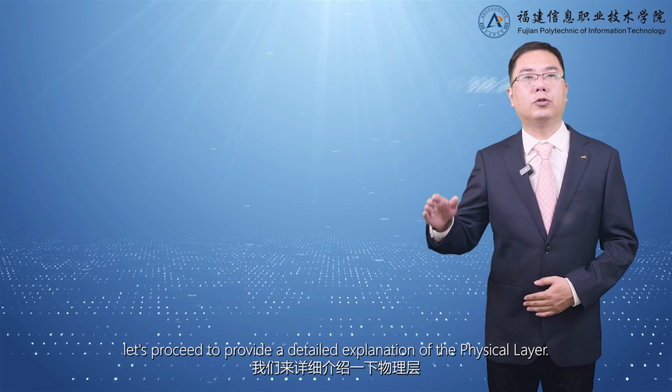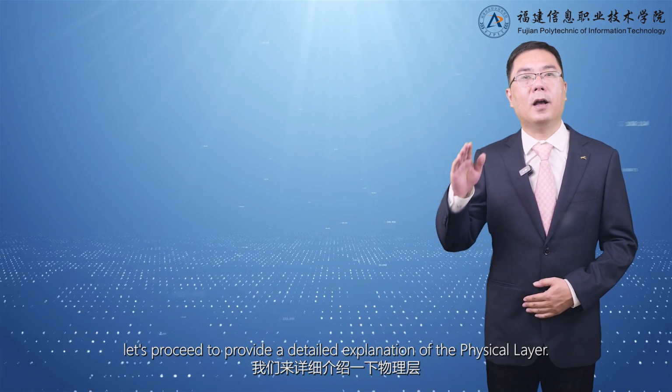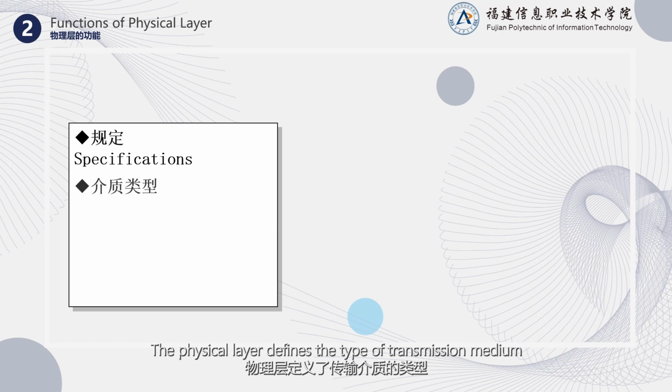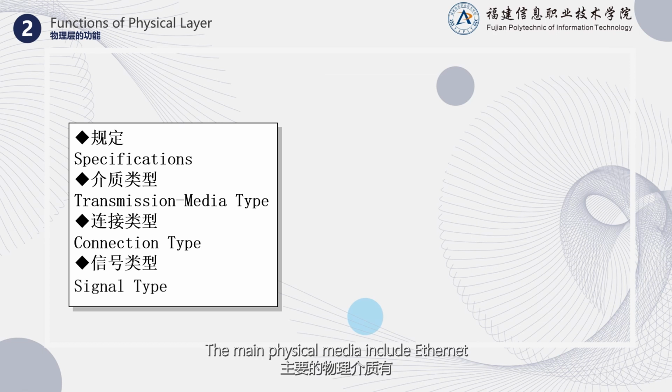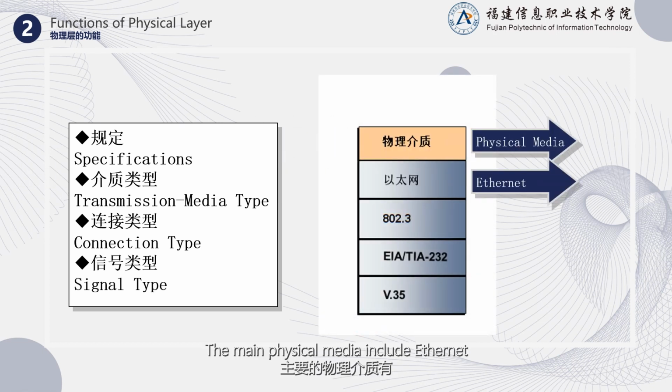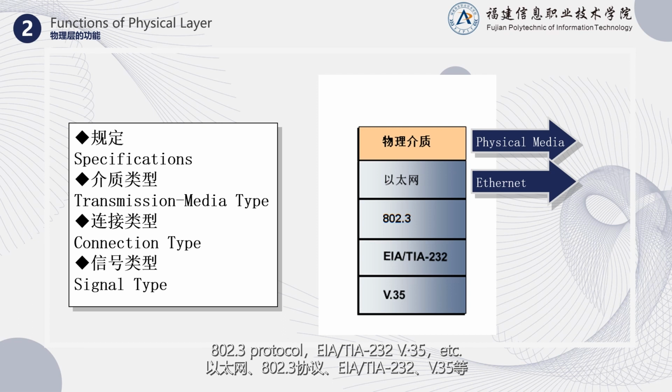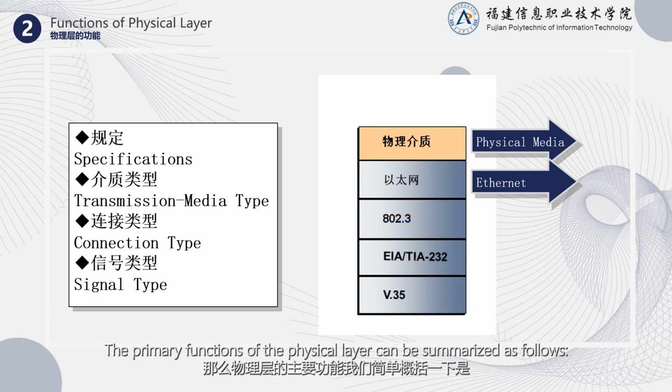Now, let's proceed to provide a detailed explanation of the physical layer. The physical layer defines the type of transmission medium, the type of connecting cables, and the type of transmission signals. The main physical media include Ethernet, 802.3 protocol, EIA-TIA 232, V35, etc. The primary functions of the physical layer can be summarized as follows.